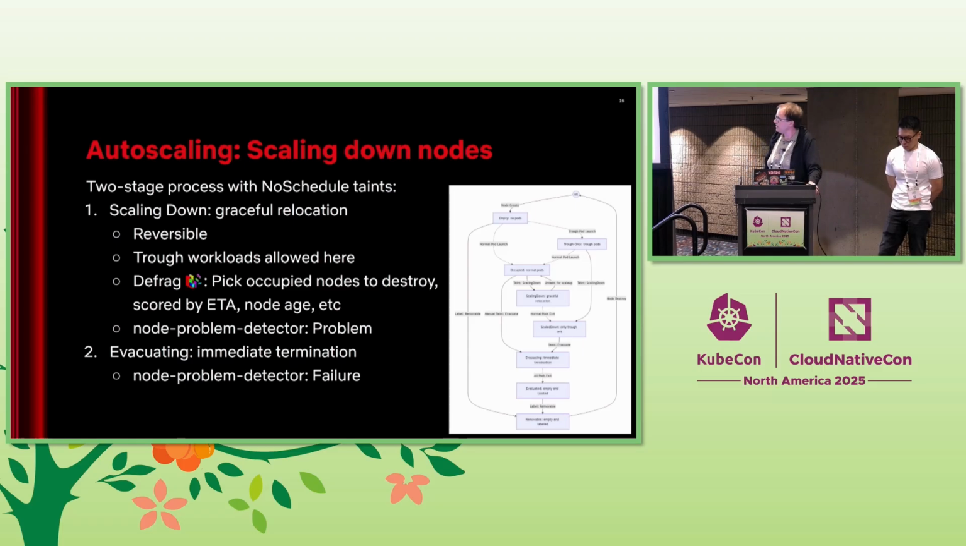The next stage is evacuating. That's basically after all the normal pods have left, we'll switch to anything that's left on that node. We'll terminate all the trough pods, and then we'll get rid of the node. You can skip the scaling down state in the case of an unhealthy node. We use the Kubernetes node problem detector. If we have a failed node, something that looks like it's permanently busted, we'll try to terminate all the pods ASAP and skip the scaling down stage. The chart on the right is a bit blurry, but it's just indicating the state machine here. All the stuff I just explained, it's the same thing.